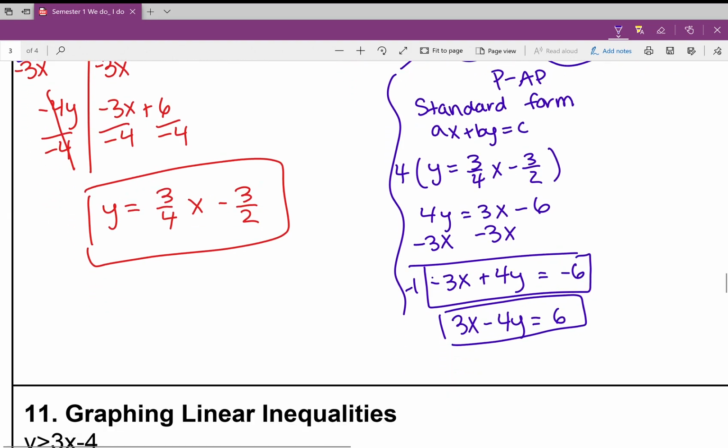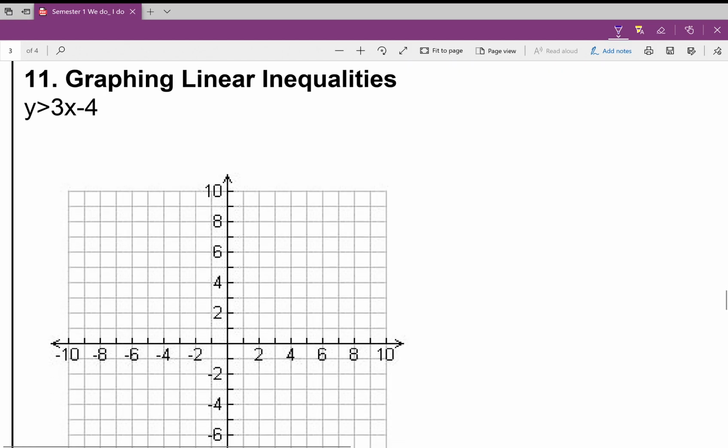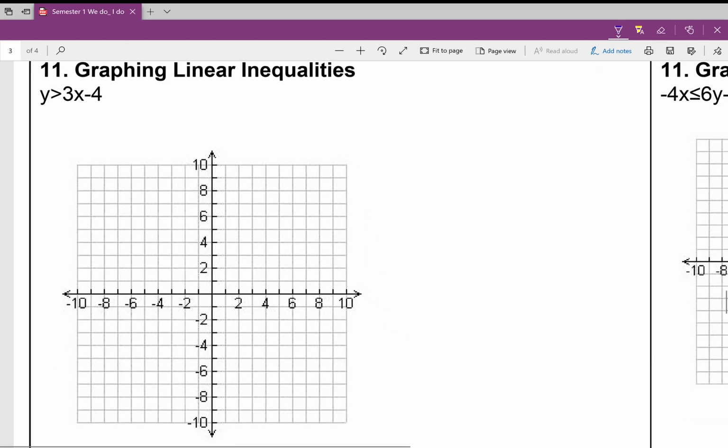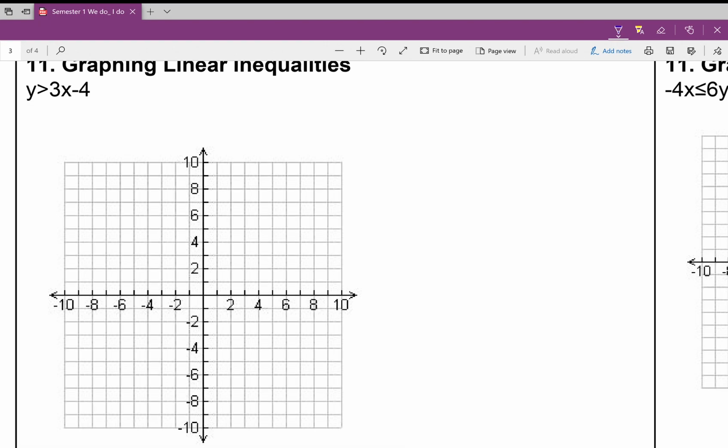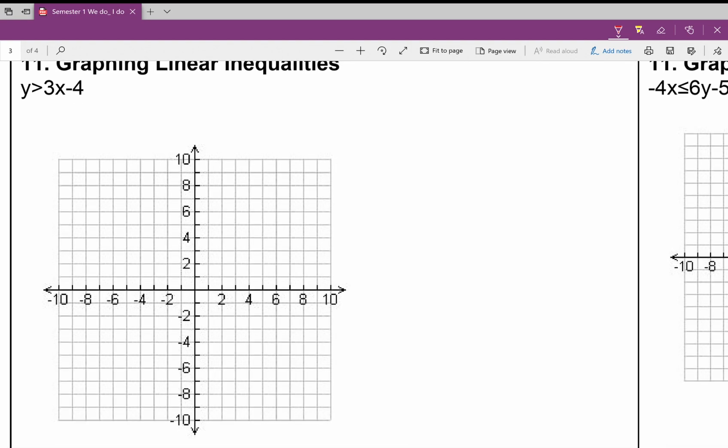Okay, let's look at number 11. Graphing linear inequalities. So we have y is greater than 3x minus 4. So we learned how to do this two ways. We could either graph it by hand or use our calculator. So I'm going to go ahead and graph this by hand because I don't have my calculator out, but on the side I'm going to write the calculator steps.